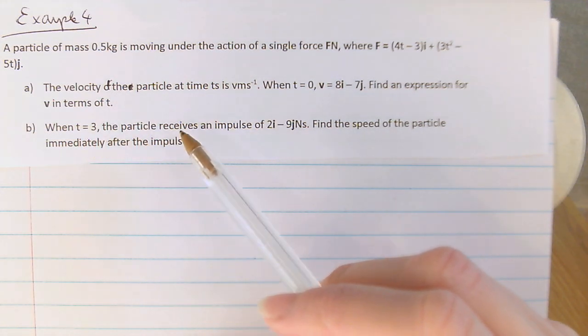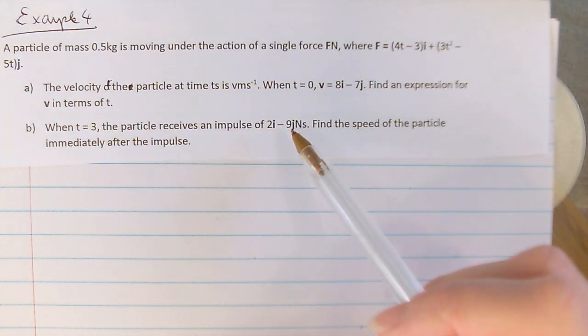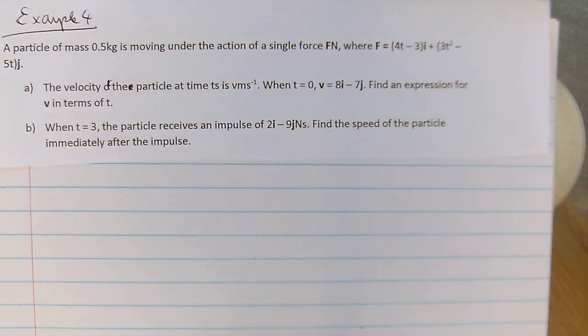B, when t is 3, the particle receives an impulse of 2i minus 9j. Find the speed of the particle immediately after the impulse.